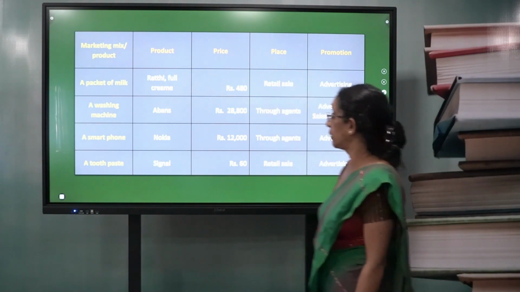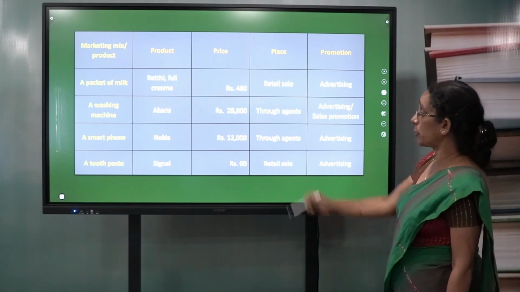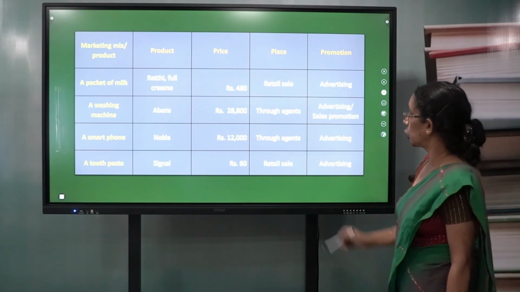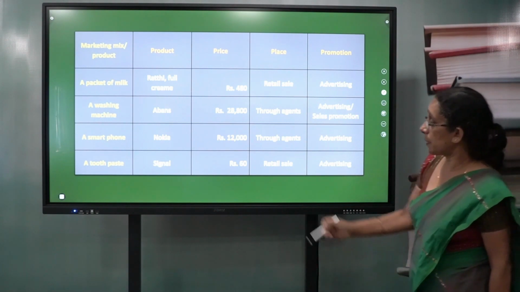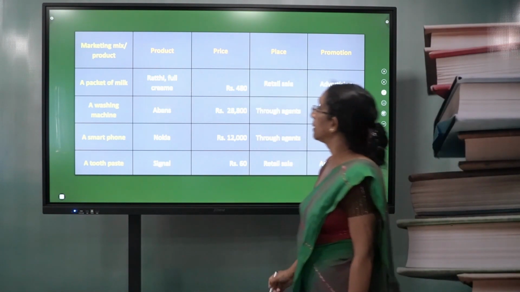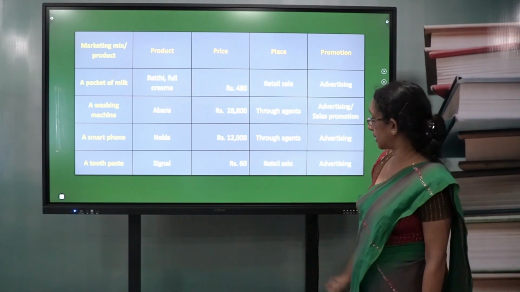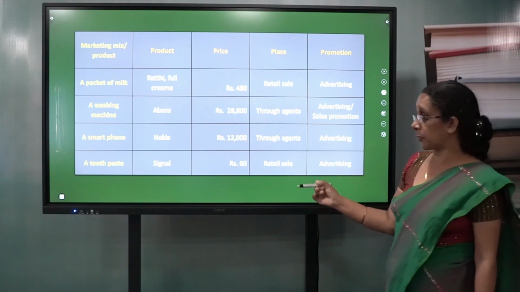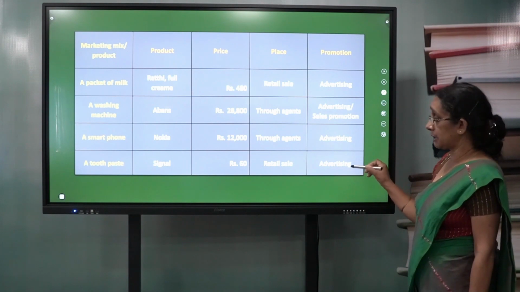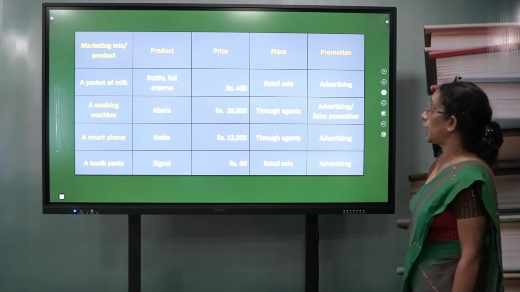Next one, smartphone, product Nokia, price 12,000, we have put a price. Next, place, the distribution through agents, promotion, advertising. Then a toothpaste, product name Signal, price around 60, then place, you can buy those things from retail shops, therefore retail sale. And promotion, mostly you can see these things through advertising on TV, therefore promotion is advertising.